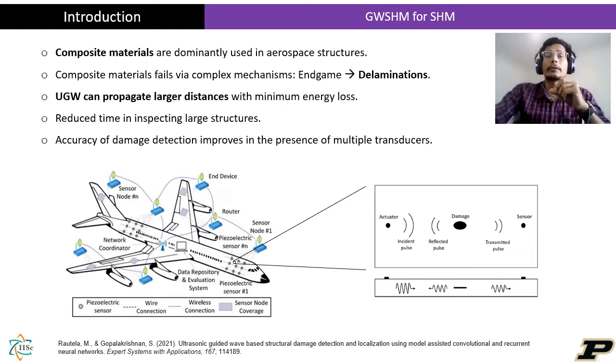Ultrasonic guided waves can travel longer distances with minimum energy loss, and it helps in inspecting larger structures in less time. You can deploy an actuator and a sensor, and when you excite a high frequency pulse, it interacts with the damage and your sensor captures that. If you put multiple transducers, you can detect with accuracy.